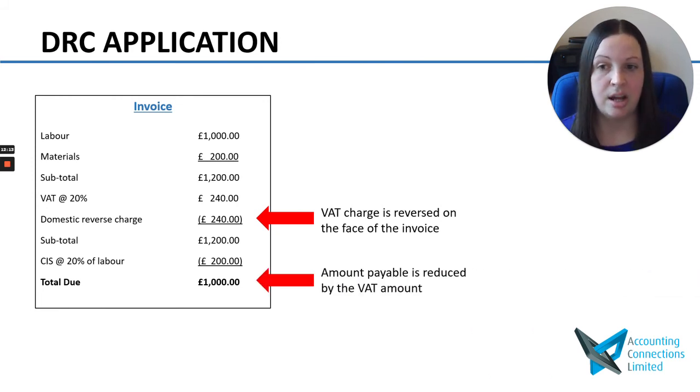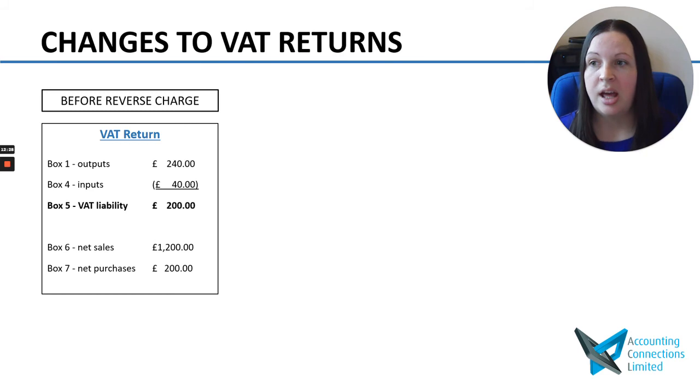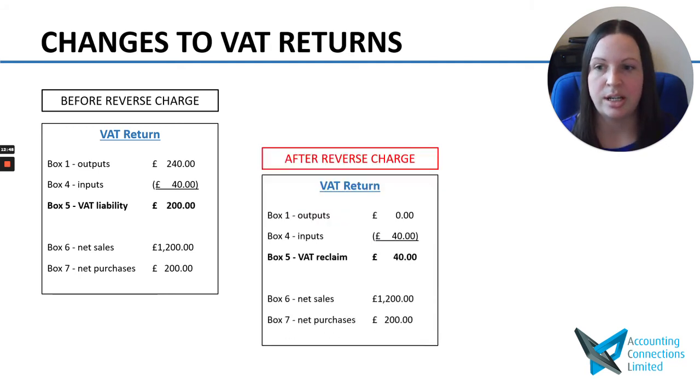You'll also then notice that instead of £1,240 being payable by the customer, only £1,000 is now payable. This also means that your VAT returns are going to look a bit different. This is your VAT return before the reverse charge is applied. You've got your £240 on your sale, and if you have spent £200 on your materials, then you will have £40 to reclaim. So overall, you're having to pay over £200 to HMRC.